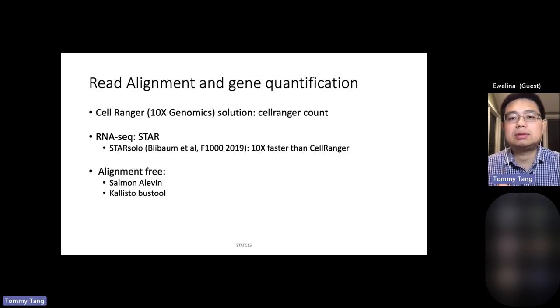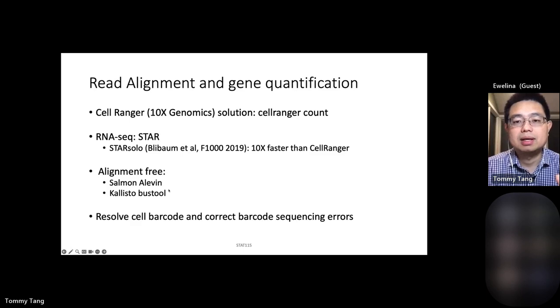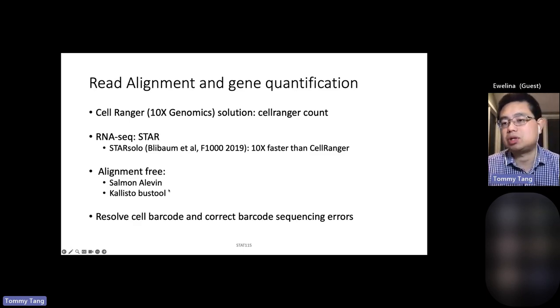There are also the so-called alignment-free tools such as Salmon or Kallisto, originally for bulk RNA sequencing. They are much faster because they are not aligning the reads to the transcriptome base by base. It's only checking whether the read is compatible with a given transcript model. Both have since evolved to quantify single-cell data. Remember, sequencing can have errors, so all those tools do some sort of barcode correction using a whitelist based on Hamming distances.